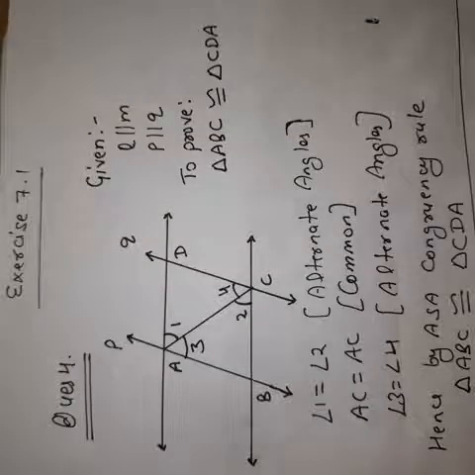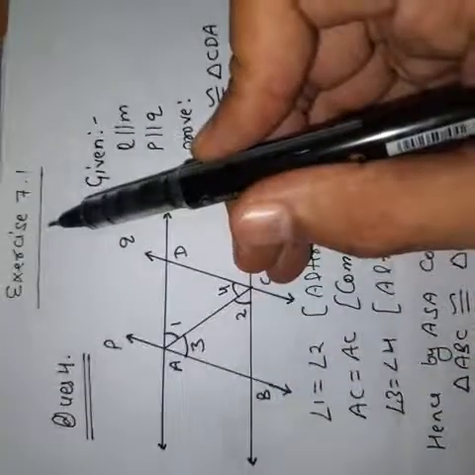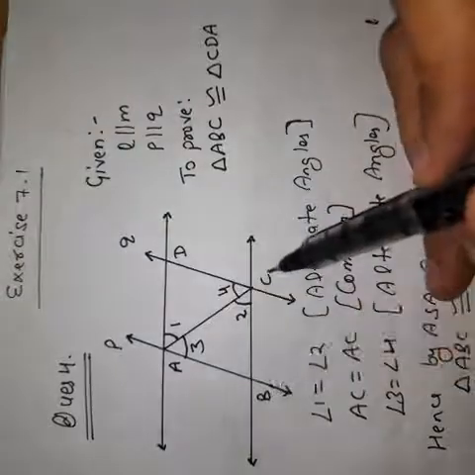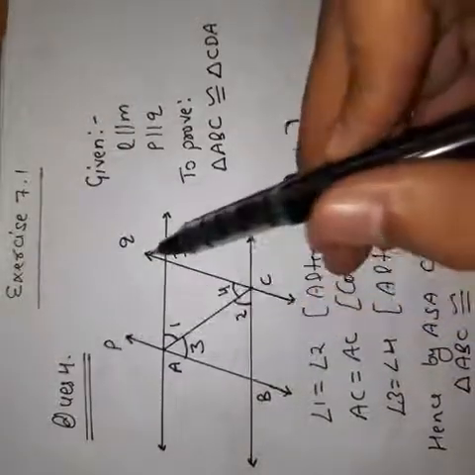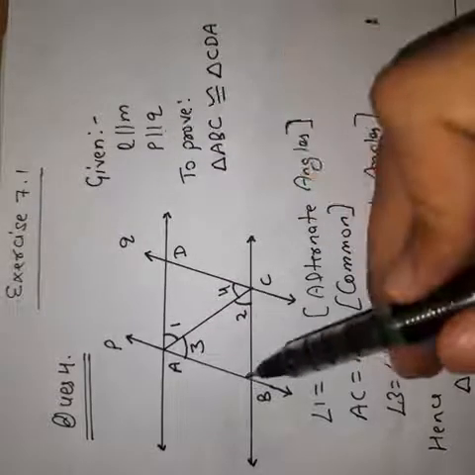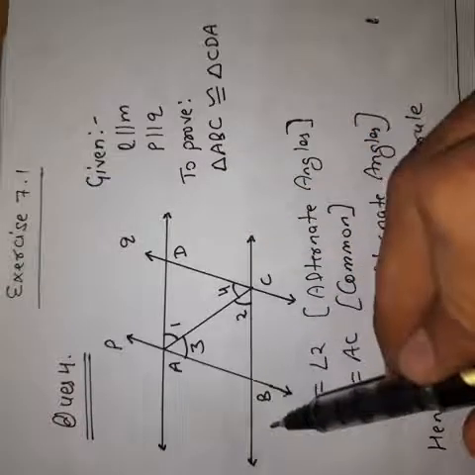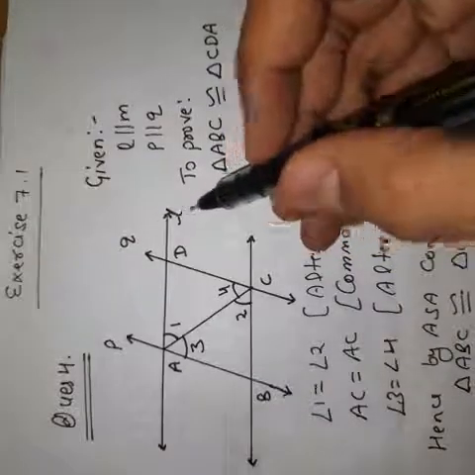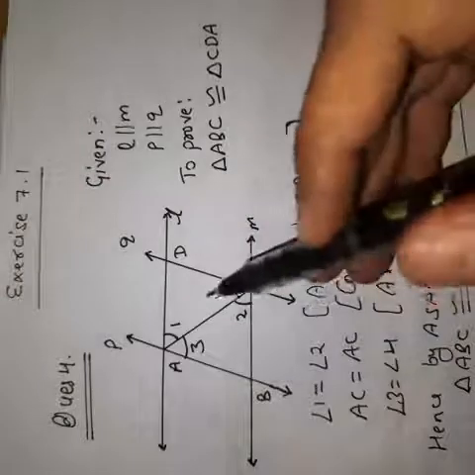Dear students, now we will start question number 4 of exercise 7.1. In this question, a figure is given in which P and Q are two lines which are parallel. These are also lines L and M, which are also parallel to each other.